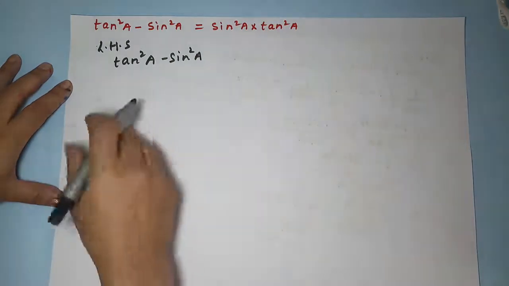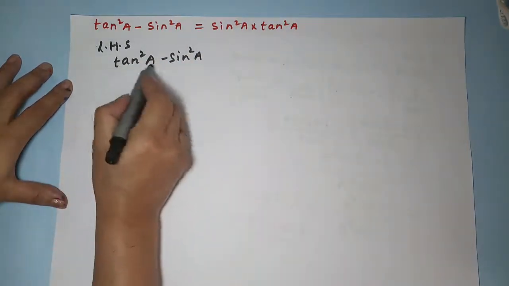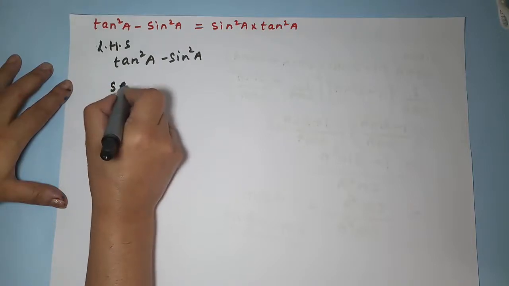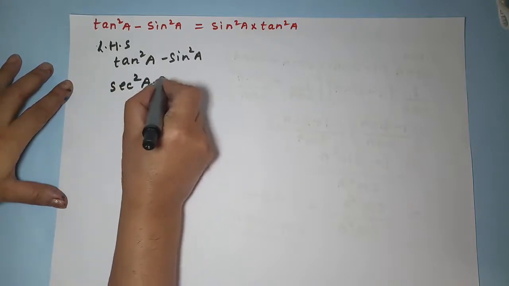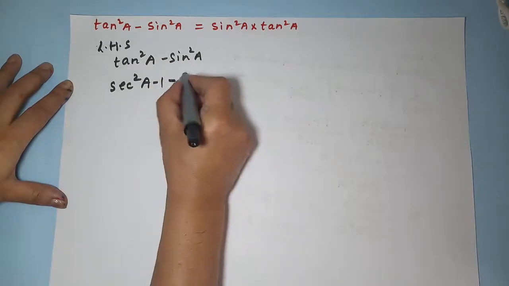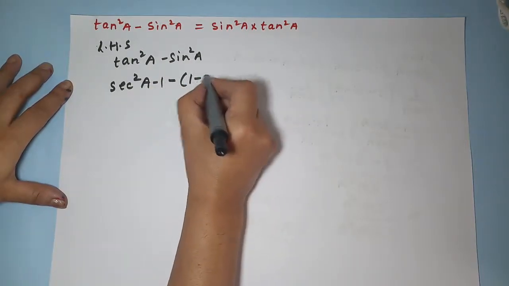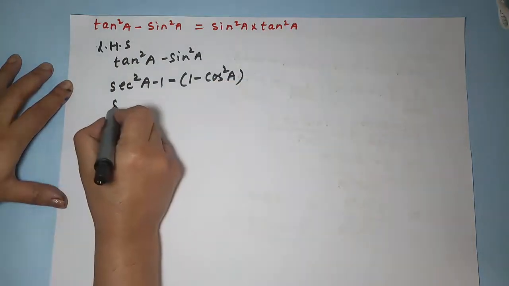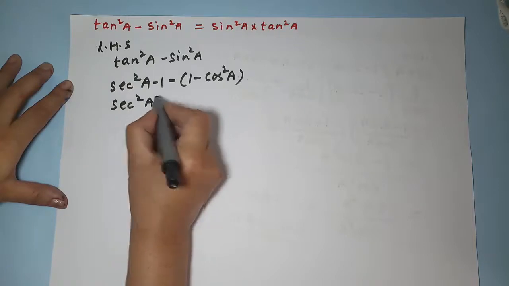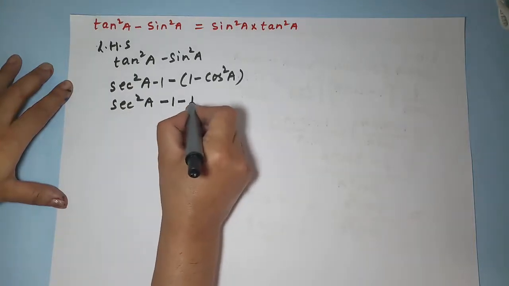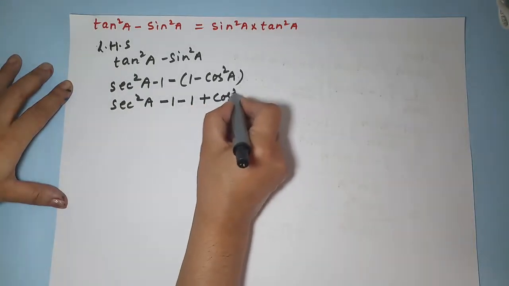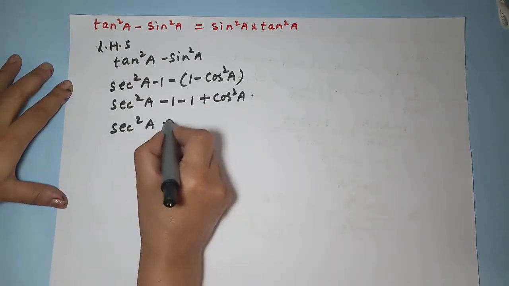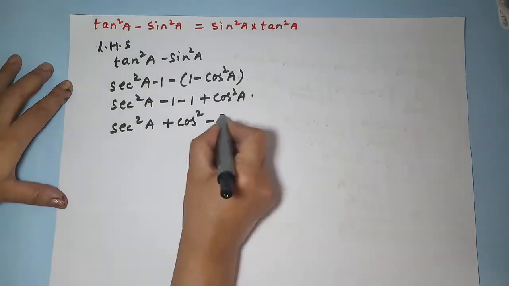You will tell me that we can do it by conversion also, because we know that tan square A is sec square A minus 1, and minus sine square A can be written as 1 minus cos square A. Right? So sec square A minus 1 plus cos square A. So isn't this sec square A plus cos square A minus 2?